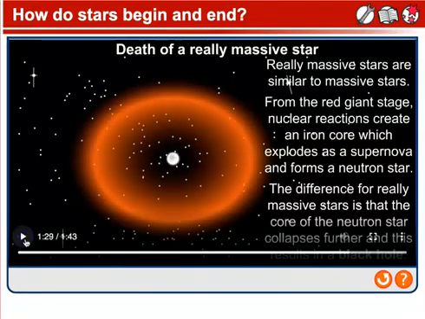Really massive stars are similar to massive stars. From the red giant stage, nuclear reactions create an iron core, which explodes as a supernova and forms a neutron star. The difference for really massive stars is that the core of the neutron star collapses further, and this results in a black hole.